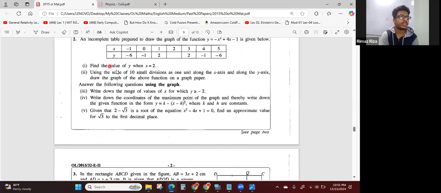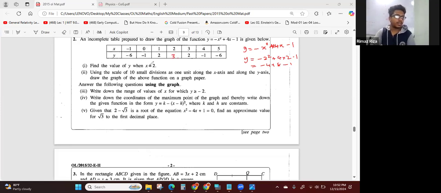So here what you have to do, find the value of y when x equals 2. In this equation, y equals, now I am summarizing what we discussed, minus x squared plus 4x minus 1. Then if x equals 2, y equals minus 2 squared plus 4 into 2 minus 1. So you get minus 4 plus 8 minus 1. So plus 3 you will get.